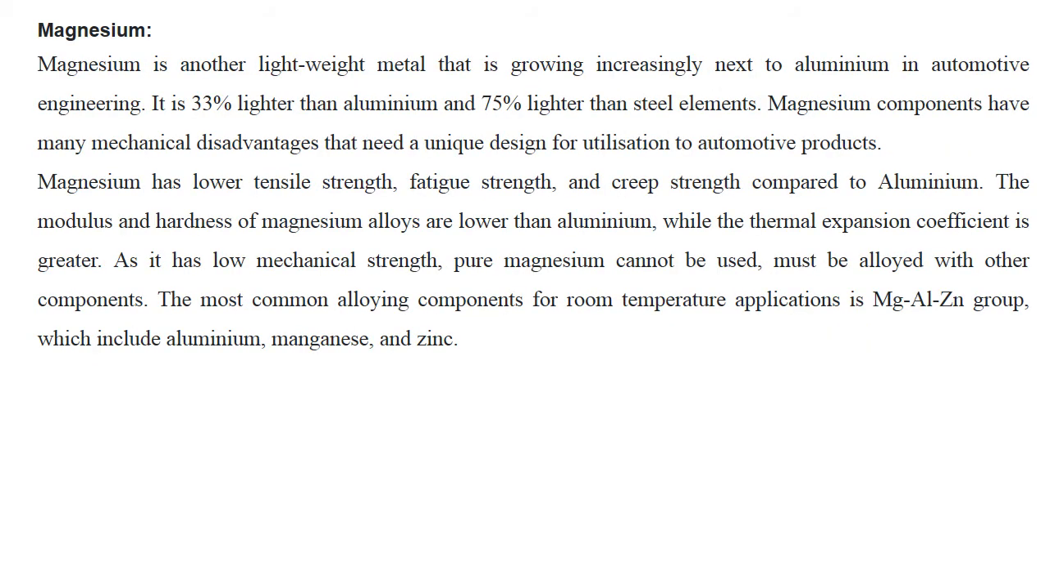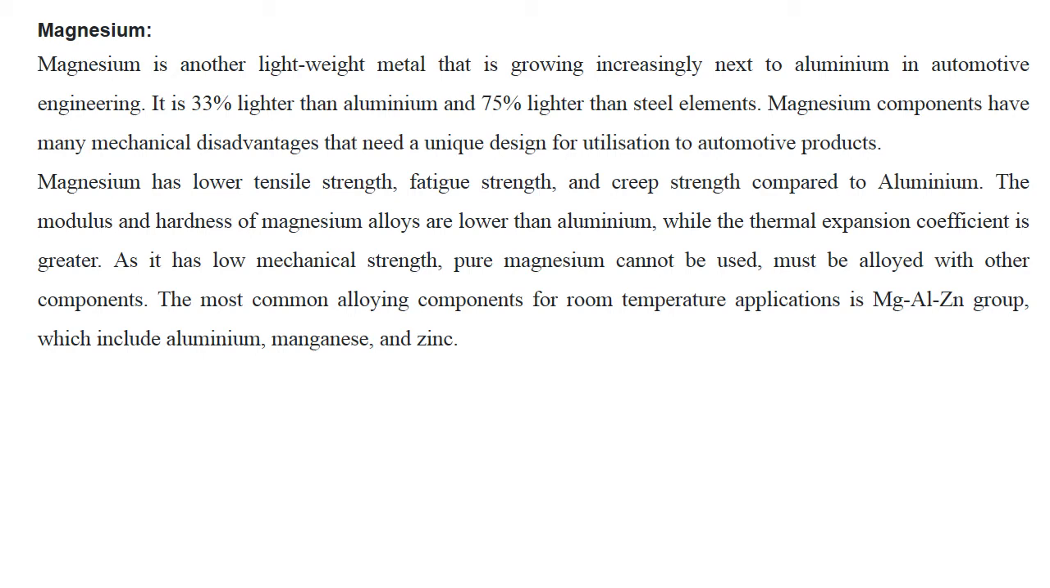Now we'll discuss the magnesium. So magnesium is another lightweight metal that is growing increasingly next to aluminum in automotive engineering. It is 33% lighter than aluminum and 75% lighter than steel elements. Magnesium components have many mechanical disadvantages that need a unique design for utilization to automotive products.